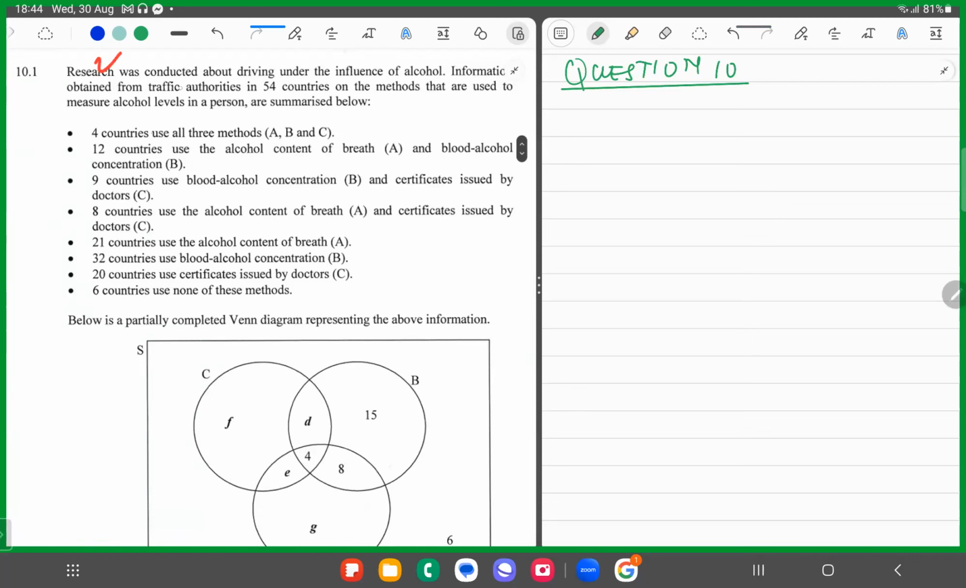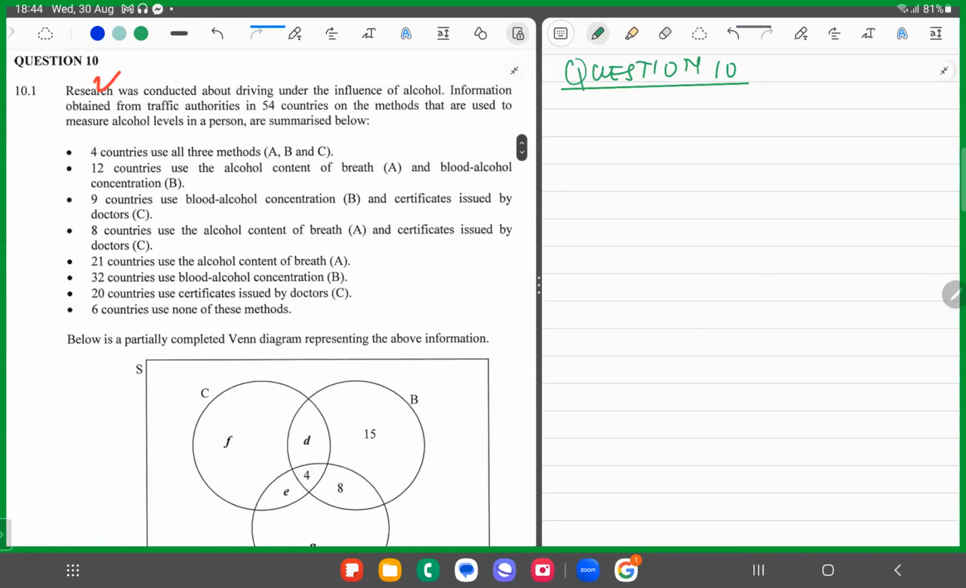Research was conducted. In question 10, research was conducted about driving under the influence of alcohol. The information was obtained from the traffic authorities in 54 countries, and the methods that are used to measure alcohol levels in a person are summarized below. Traffic authorities in 54 countries. It's like the whole of Africa. In Africa we have about 54 countries.